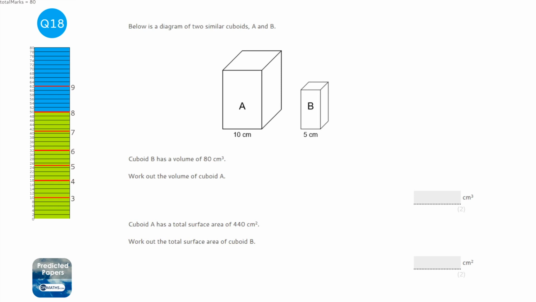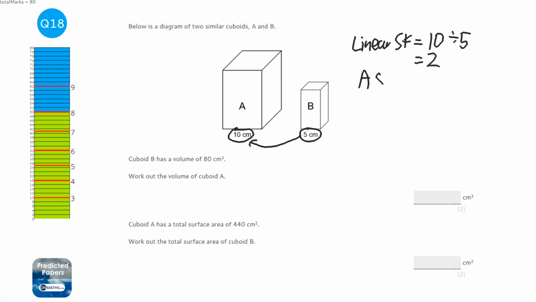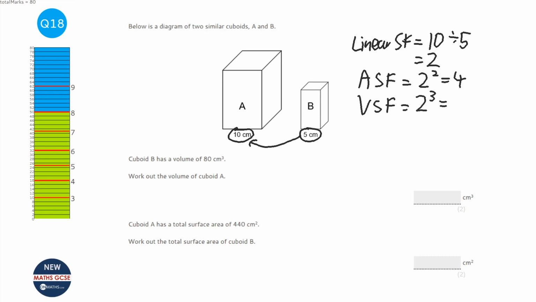Okay, so for this question, this is all about linear, area, and volume scale factor. So with this question, from B to A, we can work out the linear scale factor. So what do I times 5 by to get to 10? So the linear scale factor is going to be big divided by small, which is 2. Now the area scale factor is always the square of the linear scale factor. So we square it and it's going to be 4. The volume scale factor is always the cube of the linear scale factor. So we cube the linear scale factor and it's 8.